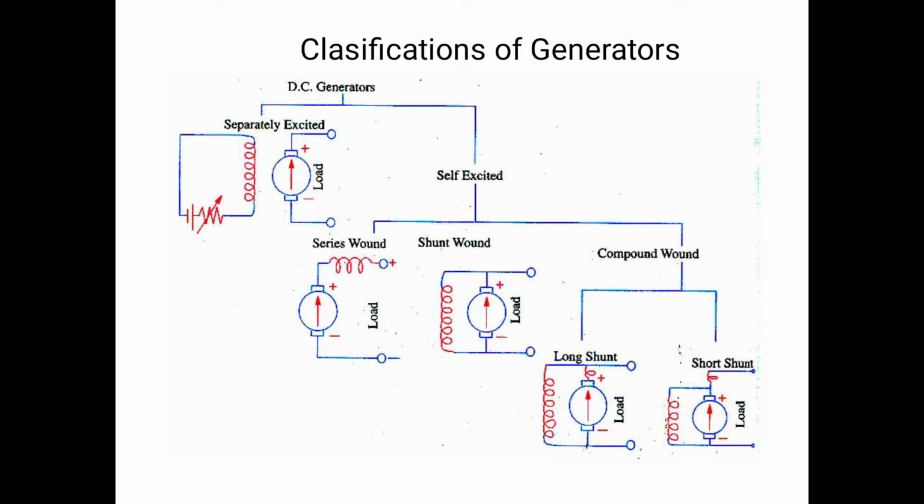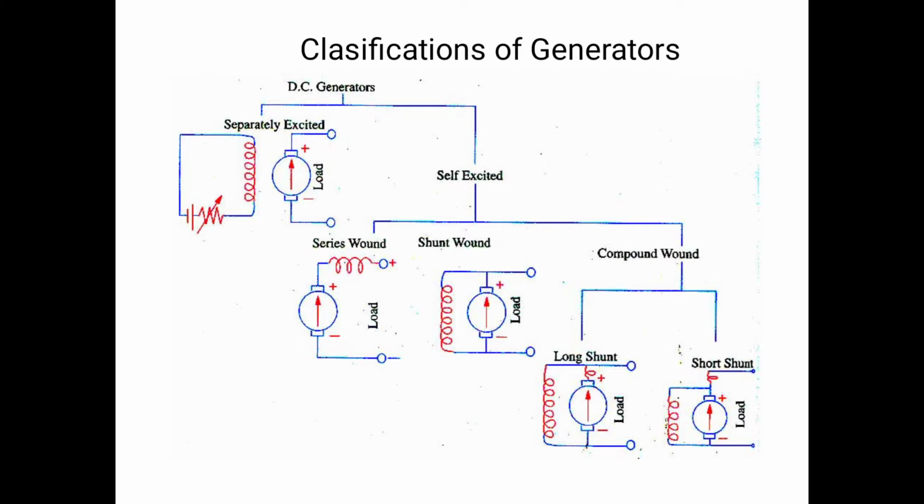The armature winding is the interconnection of conductors. If you place this armature conductor inside this magnetic field, and by using some external device we rotate this armature winding inside the magnetic field, finally EMF is produced across this armature winding. So this is the armature winding symbol and this is the field winding symbol. In the separately excited case, the field winding is connected to a separate DC source. This is the separate DC source. Next, self-excited generators.